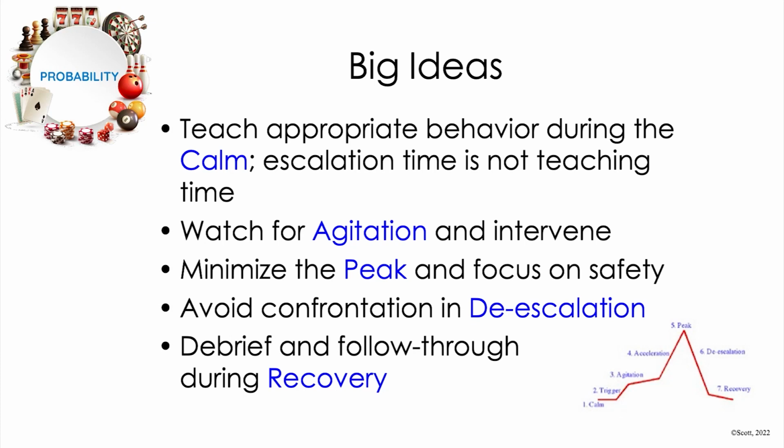So here are some big ideas. 1, take advantage of the calm phase and teach all the things you want kids to know so that when something happens, instead of teaching, you can go, remember, we've talked about this. But if you have to try to teach it after something's gone wrong, it isn't going to work very well.